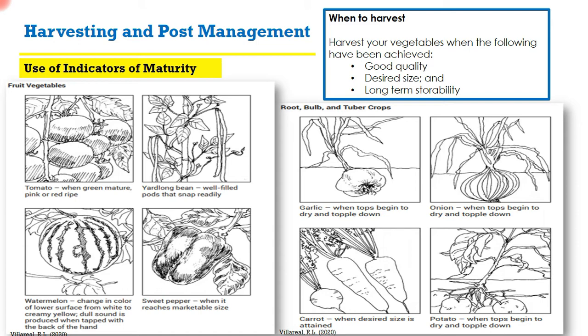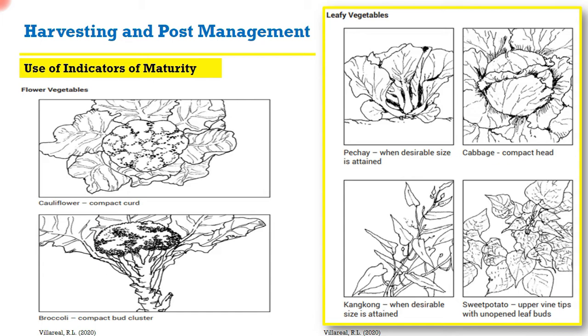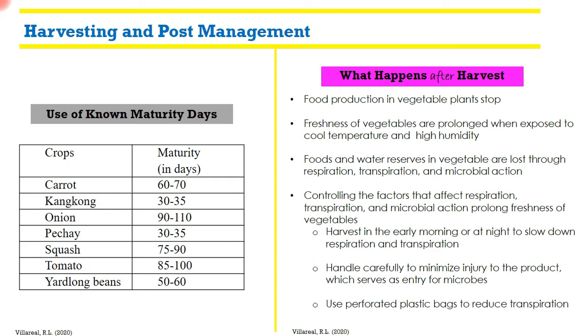Aside from the use of indicators of maturity in harvesting, you can also use known maturity days. For example, the carrots, you can harvest them 60 to 70 days after planting. The kangkong, the onion, the pechay, the squash, the tomato, and the yard-long beans each have their own maturity days. So back for a while to the use of indicators of maturity.